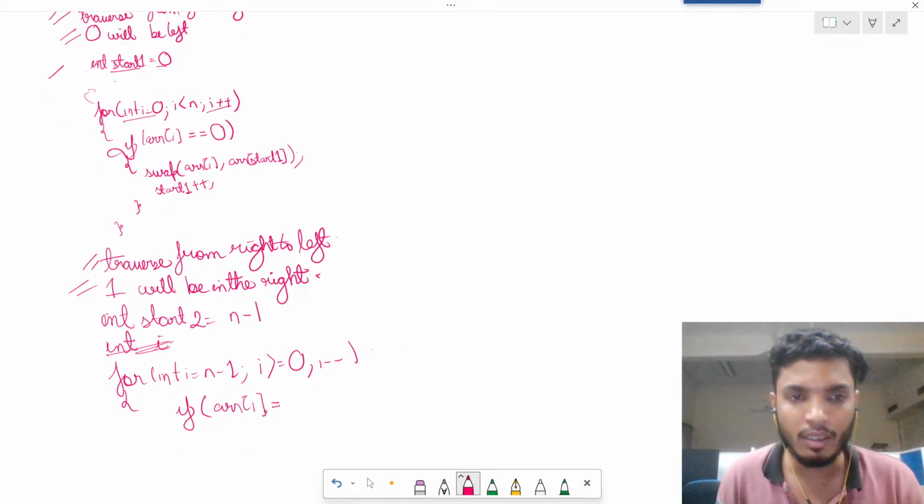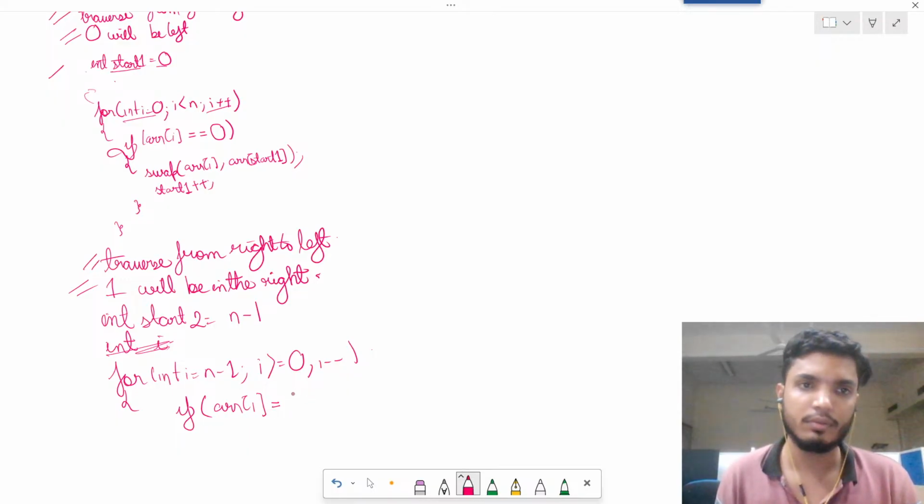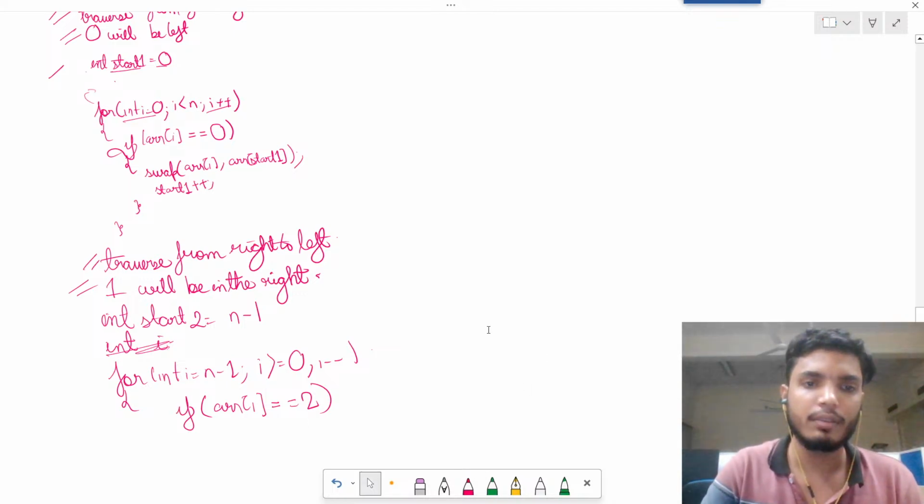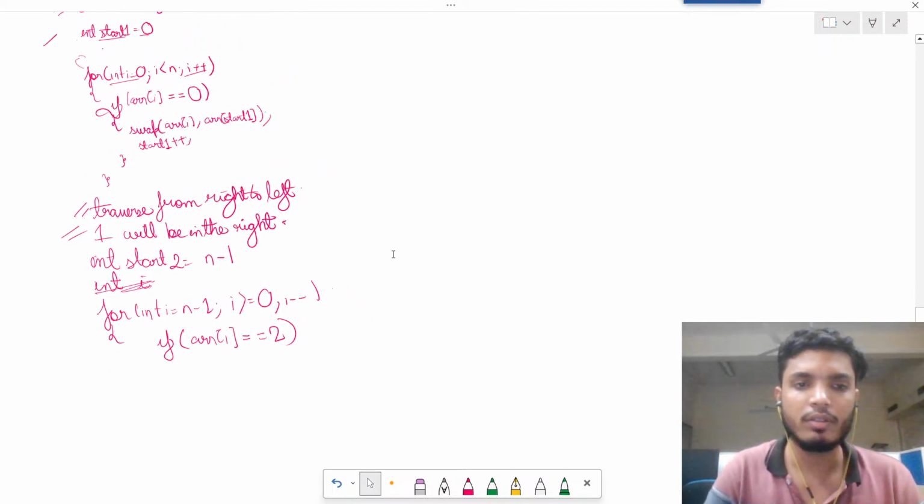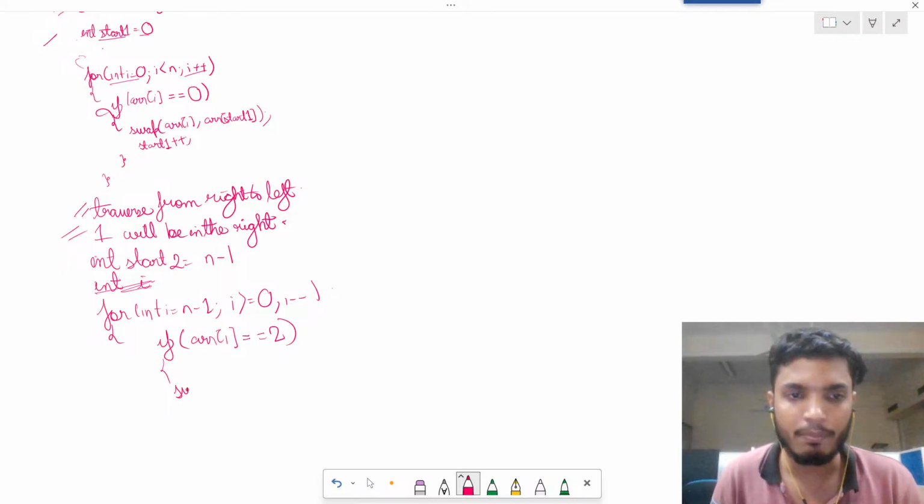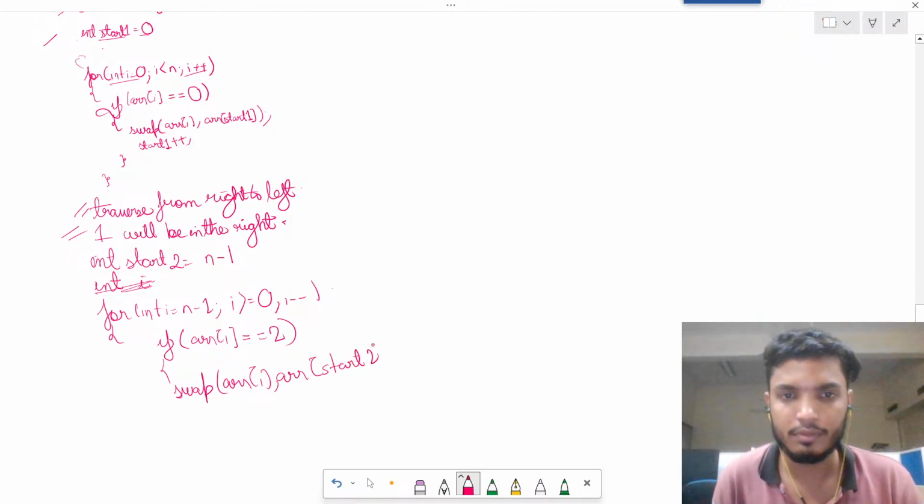Here also if ARR of i is equals to 2, then simply I'll swap ARR of i and ARR of start2, and then I will do start2 minus minus.